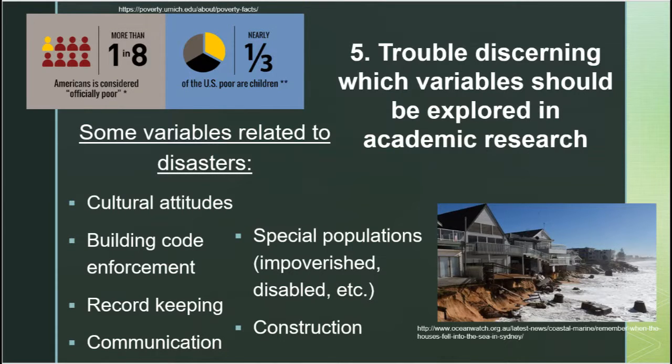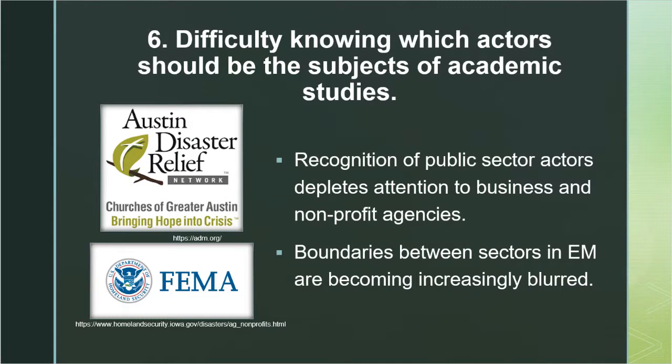5. Trouble discerning which variables should be explored in academic research. Most disaster research is focused on certain variables, but many characteristics like poverty are not covered in depth and should draw more attention. 6. Difficulty knowing which actors should be the subjects of academic studies. Most of EM work is public, but there's increasing reliance on businesses and nonprofits in disaster management. All levels should be recognized.